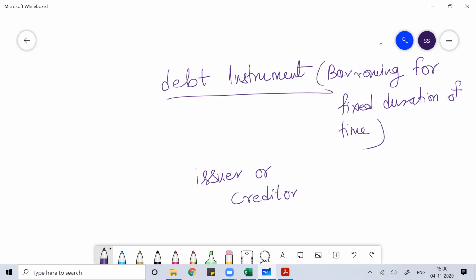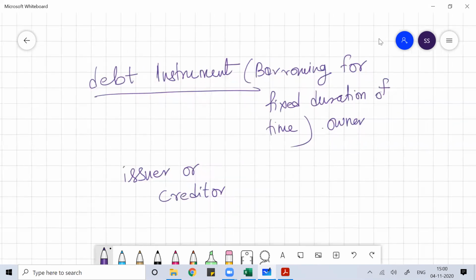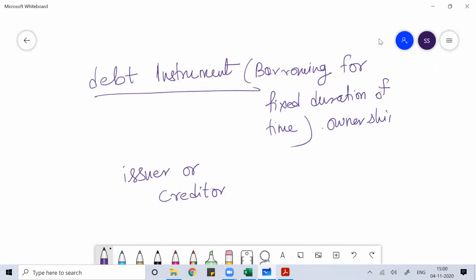In the case of a debt instrument, the ownership is not transferred.